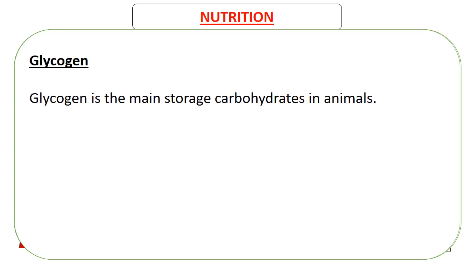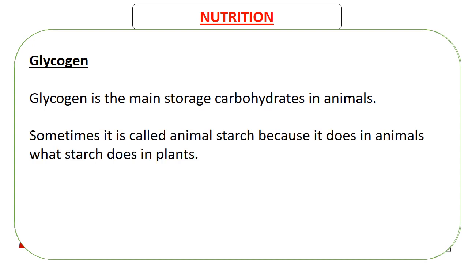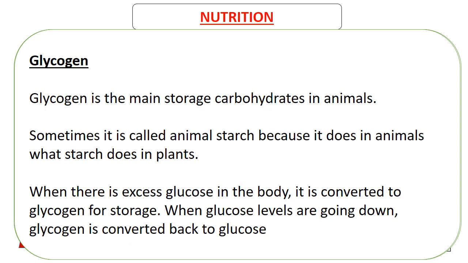It is compact and does not take up much space. Compact means it is closely packed, or in simple terms, it is very small. The way its particles are arranged is that it is very small, such that it does not take up too much space. So you can store a lot of carbohydrates without using much space.